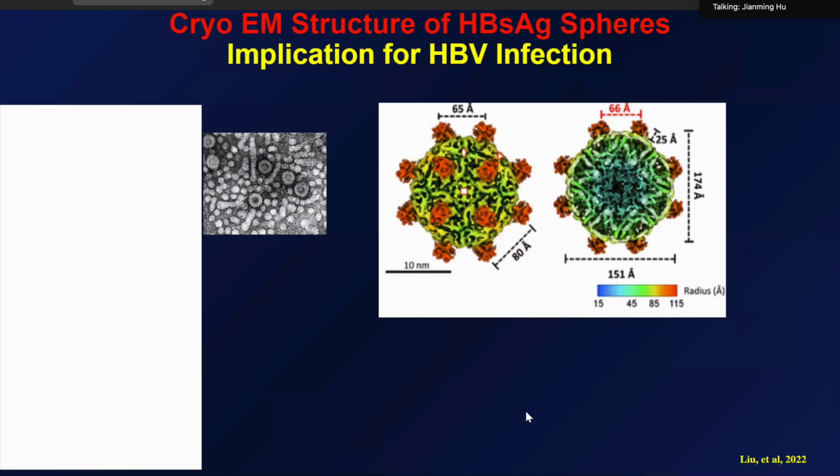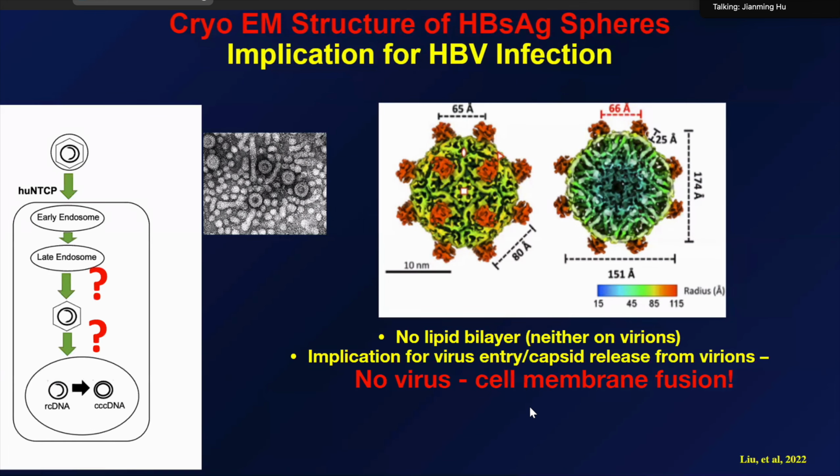Just a couple of years ago, we managed to publish the first high resolution structure of the HBs antigen, the spheres, that's depicted on the right-hand side. It has a quite interesting structure. One of the most striking things is, in contrast to what's depicted in the textbooks, these spheres, filaments, and in fact virions, don't have a typical lipid bilayer. So in fact, HBV is not a classical enveloped virus at all.